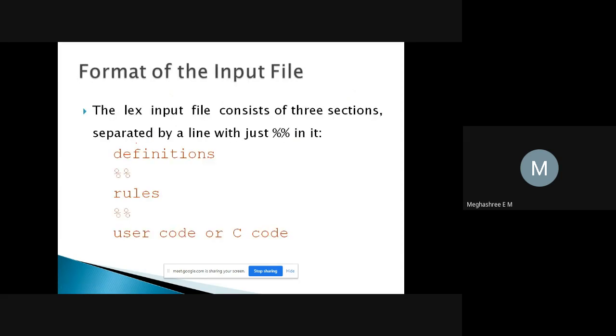The Lex input file, or the file which you are going to write, should have three sections. The first one is definitions, the second one is rules, and the third one is user code or C code. You have to remember this. Whenever you write a Lex code, it should consist of three sections: definitions, rules, and user code or C code.